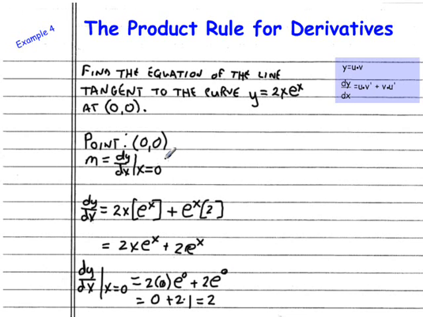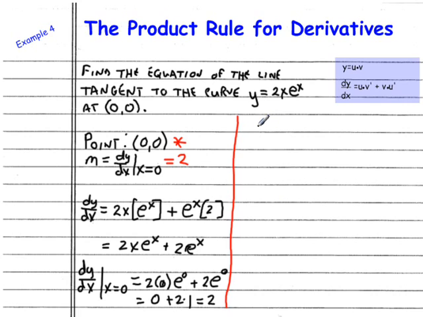Let me summarize real quickly here. We got this calculation of 2 from our derivative, and this point is going to be very important as we go through the next part to actually determine the equation of the tangent line. So we'll come up here.